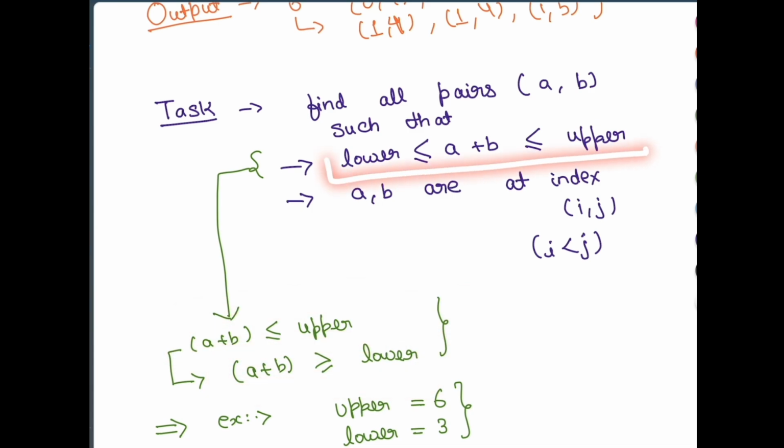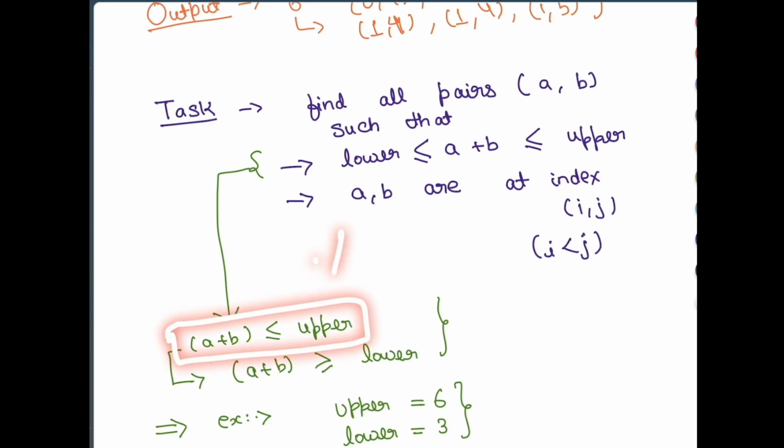So instead of considering both the conditions of lower and upper at the same time, I am going to break these conditions into 2 conditions. First, I will find all the pairs which are within the range of upper, that is less than or equal to upper.